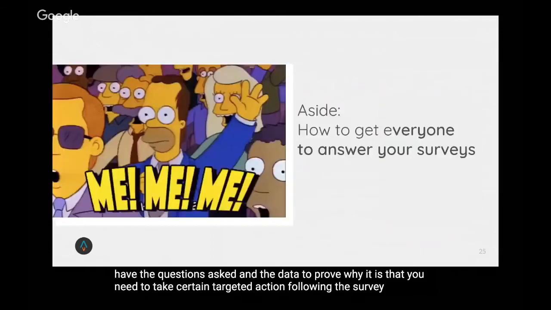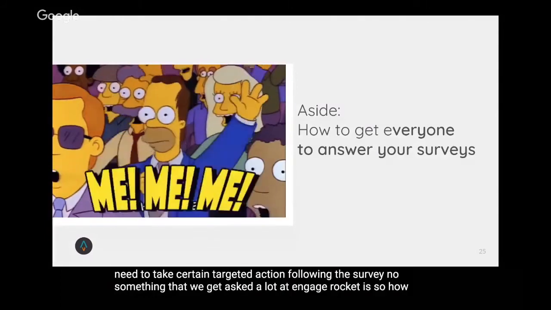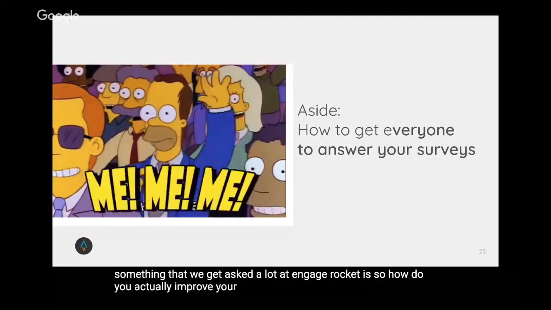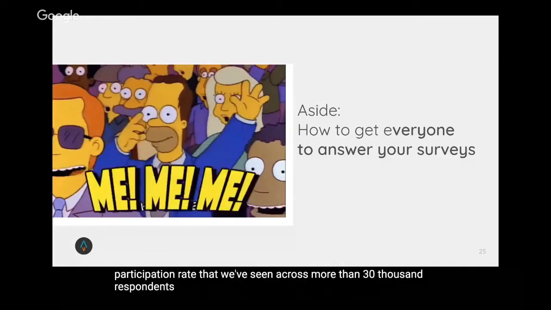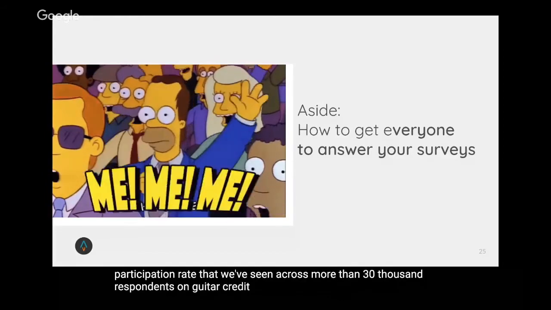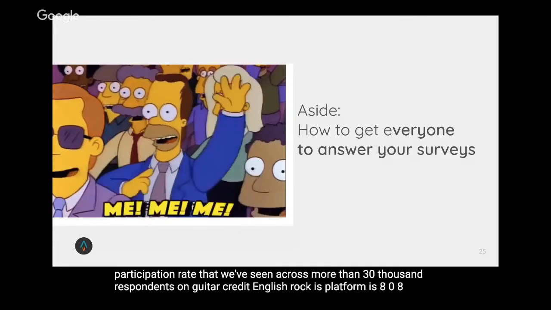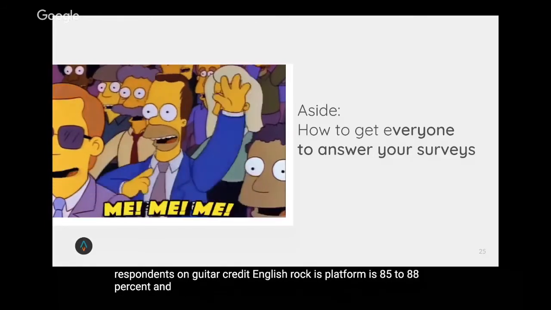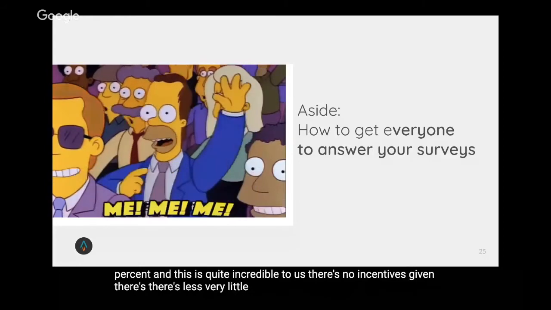Now, something that we get asked a lot at EngageRocket is, so how do you actually improve your participation rate? The average participation rate that we've seen across more than 30,000 respondents on EngageRocket's platform is 85 to 88%. And this is quite incredible to us. There's no incentives given. There's very little coercion that is given.